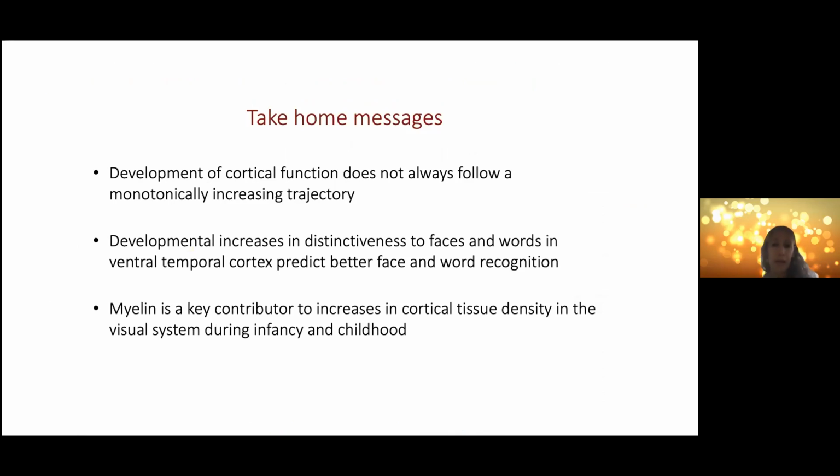So I will summarize here. I have 3 take-home messages for you today. One, I've shown you evidence that development of cortical function doesn't always follow a monotonically increasing trajectory, that we see developmental increases in distinctiveness and selectivity to faces and words, and they're associated with better face and word recognition abilities. And as we see these functional changes in cortex, we also see anatomical changes. And we believe from accumulating data that myelin is a key contributor to increases in cortical tissue density in the visual system during infancy and childhood.